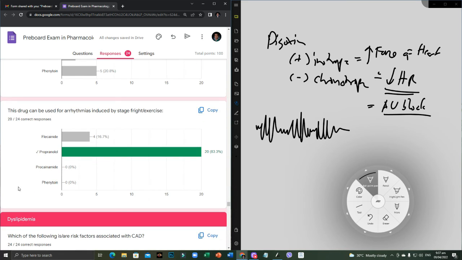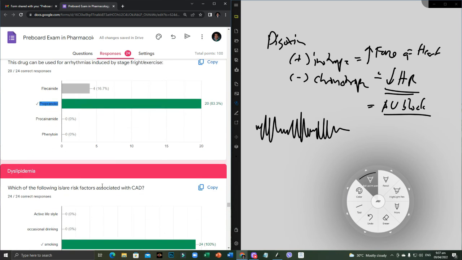So this drug can be used for arrhythmias induced by stage fright or exercise. So very good. We have the drug propranolol. Okay, so if you're afraid of public speaking and you're starting to experience tachyarrhythmias and so on and so forth, propranolol class can be used to manage that.